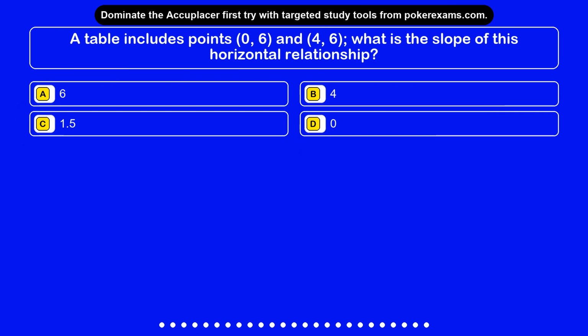Question 11. A table includes points (0, 6) and (4, 6). What is the slope of this horizontal relationship? Option A, 6. Option B, 4. Option C, 1.5. Option D, 0.